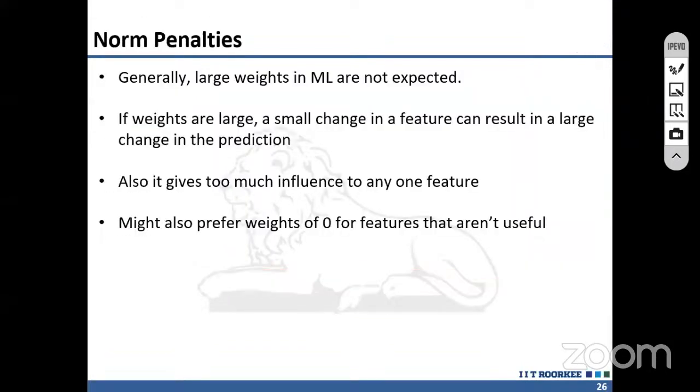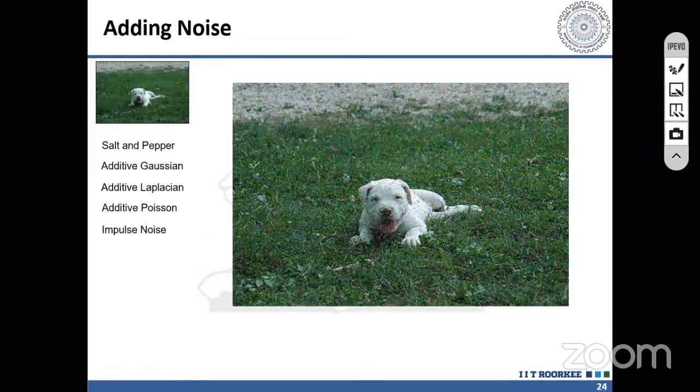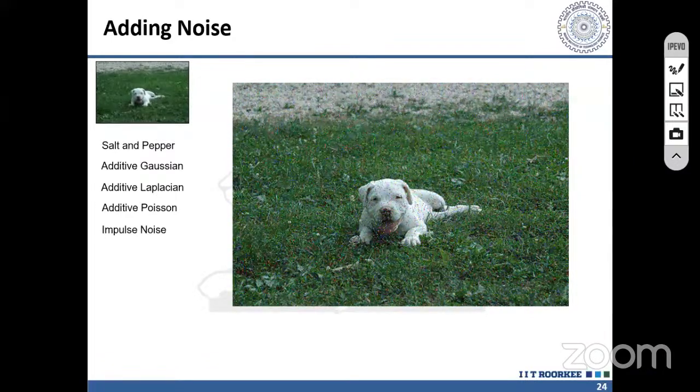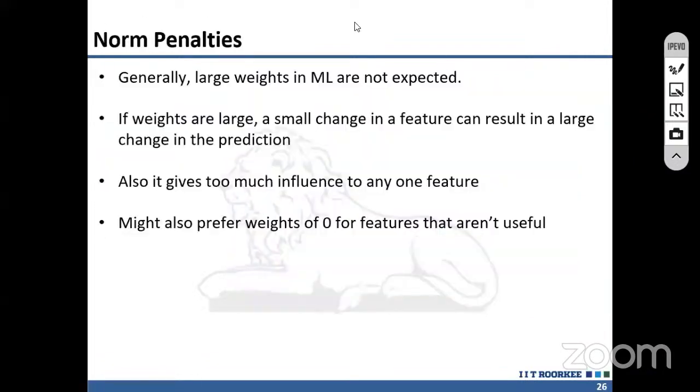Now we have some other criteria like norm and dropout. Norm means, we are going to discuss. Just a minute. We are going to discuss. Let us complete the regularization first, then we will discuss.